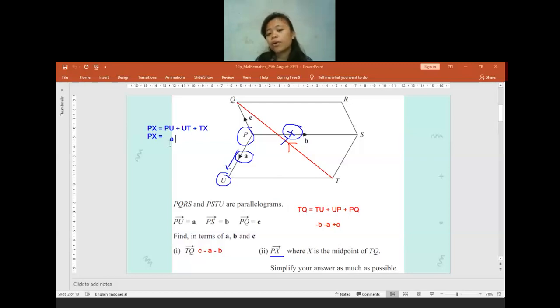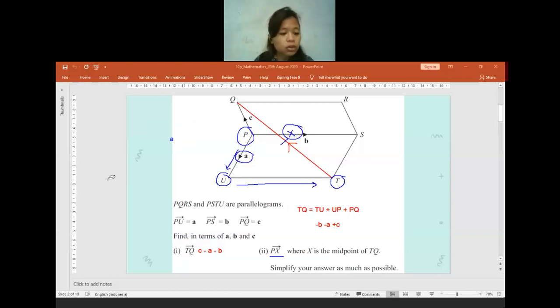So the PU, I will write it as A. Now for the UT, it's the second one. Anyone want to help me? What factor is UT, from U to T? Is it positive or negative? B. Yeah, B, positive. So I'll do plus B. Okay.